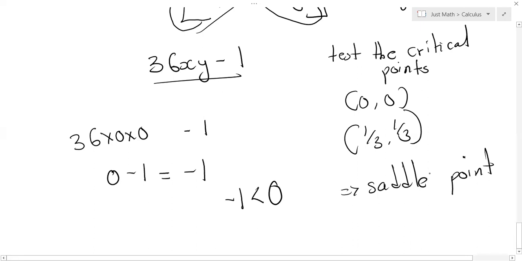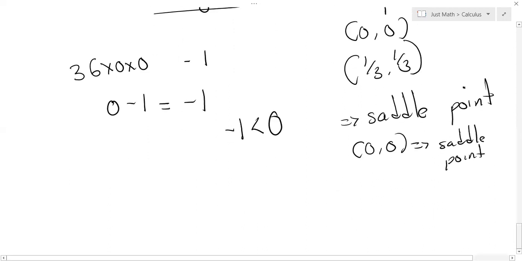When the determinant is less than 0, we have a saddle point, or like a saddle. Okay, good. So it means that this critical point 0, 0 is a saddle point. How about 1/3, 1/3? Let's try it.